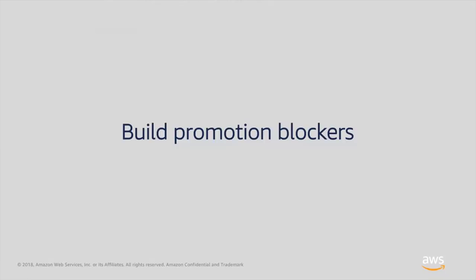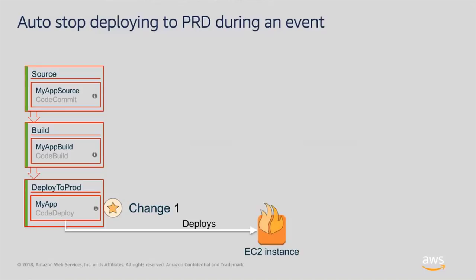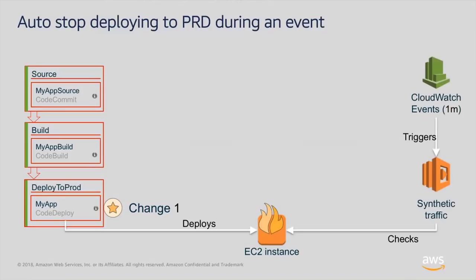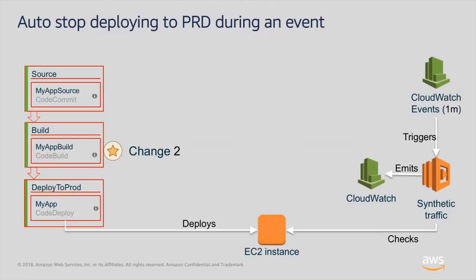So let's look at build promotion blockers. The idea here is we want to auto stop the deployment as soon as we detect some kind of failure. So we want the CloudWatch events to be triggering that synthetic traffic. As soon as synthetic traffic tests see that there's an issue, we're going to trigger a CloudWatch event, which will trigger an alarm, which will then trigger an SNS topic to go through and trigger a Lambda function to stop the stage transitions for CodePipeline. So now subsequent deploys can come through once we fix that.